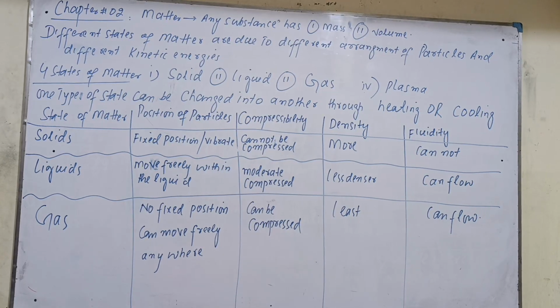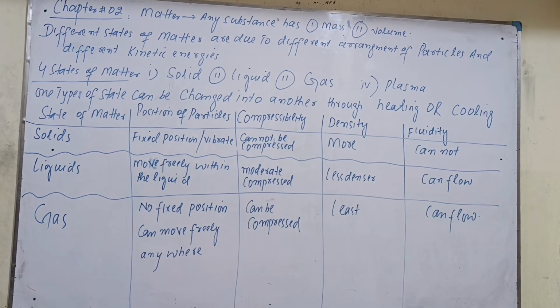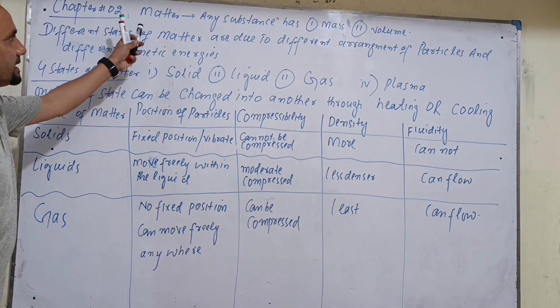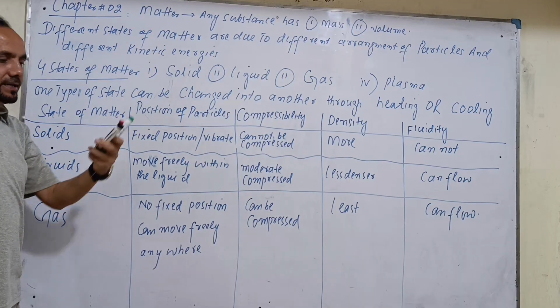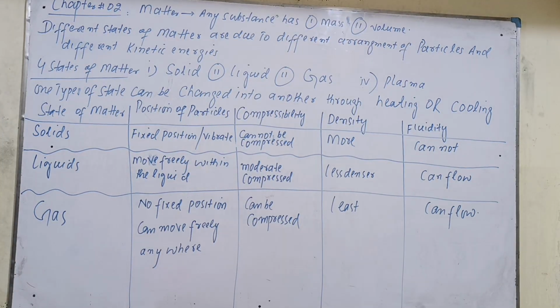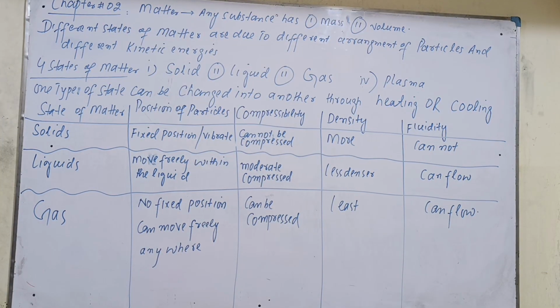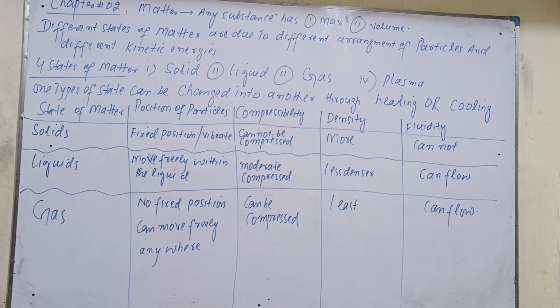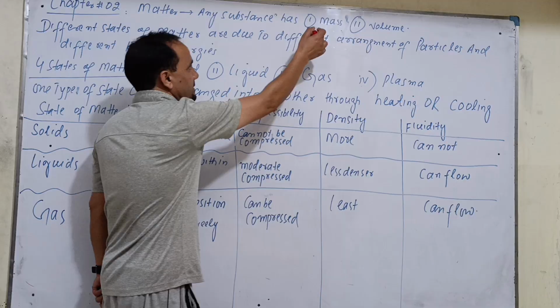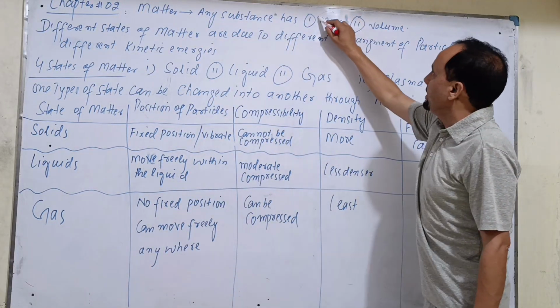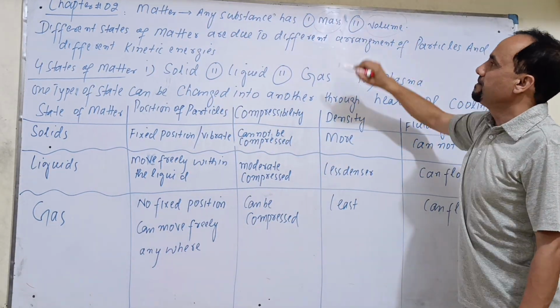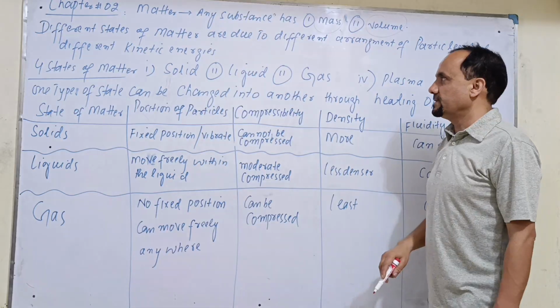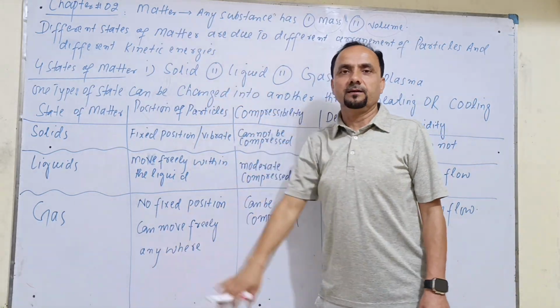So this is chapter 2. First we will discuss what is matter. Any substance having two properties. And what are those two properties? If the substance has some mass and some volume, all those substances are called matter.